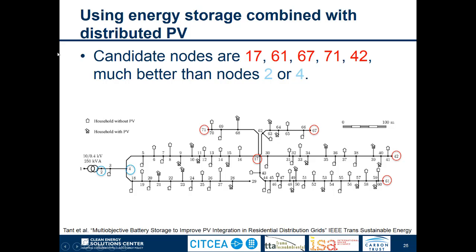So basically, from the study we see that the candidate nodes for locating the energy storage systems are nodes 17, 61, 67, 71, 42, which are the extremes of the different lines in the network, while nodes 2 and 4, as we saw in the previous slide, are not as good as the other ones. They are closer to the transformer, so the impact they can have in terms of voltage regulation is much smaller, which can be considered quite obvious looking at the system, but for more complex systems, this kind of study can be very applicable.